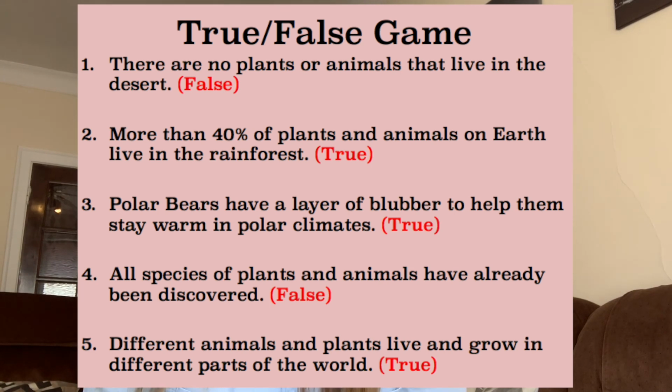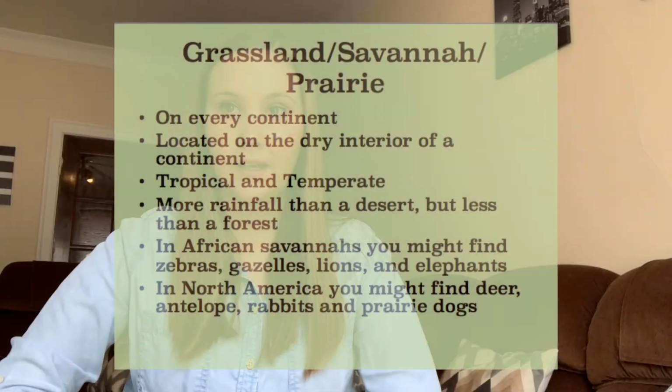Number 3 is true. So we talked about how animals adapt to their climates. So this is an example of how polar bears adapt to the polar climate. Number 4 is false. Scientists have not discovered every single species of plants and animals on our Earth. There's still a lot more to be discovered. And number 5 is true. There definitely is lots of different plants and animals that live and grow in different parts of the world.